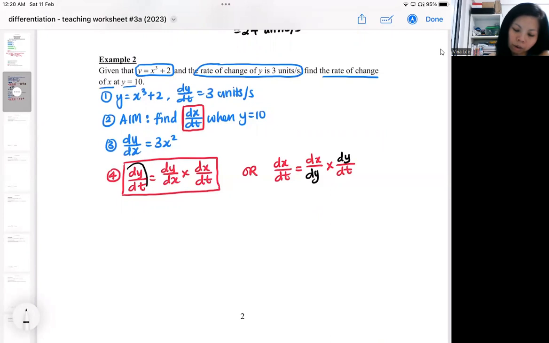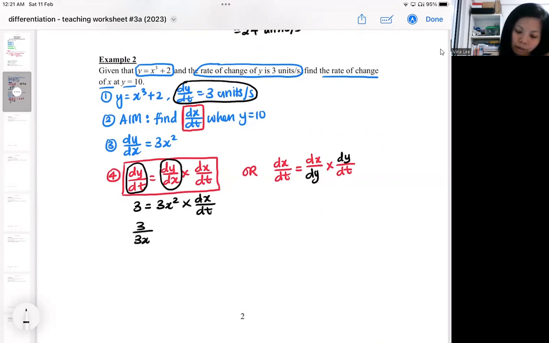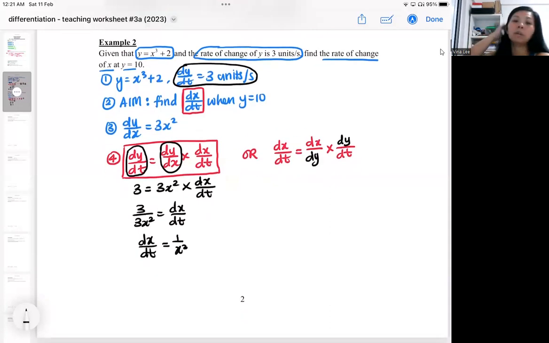Then you ask yourself, do I have dy dt? Yeah, dy dt is 3 units, so put in the 3 units. Do you have dy dx? Yes, you do have the dy dx. And then this is the one that you're supposed to find. So from here, you divide over, and you actually obtain a formula for dx dt. So we always want to obtain a formula first before we go to step 5. Step 5 is just substituting the value.